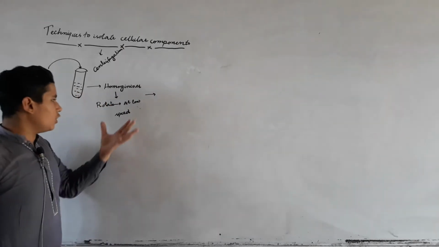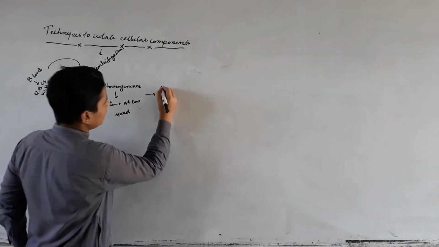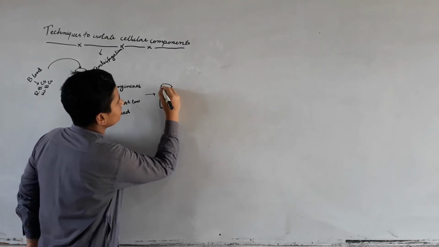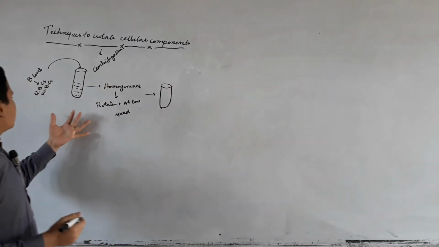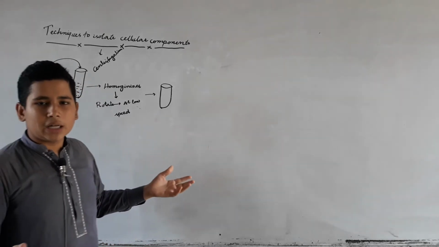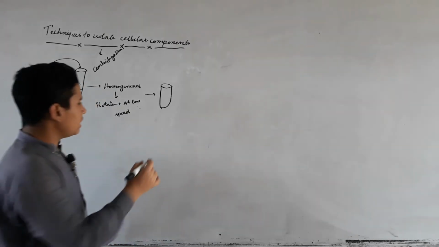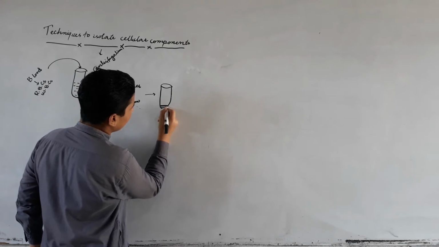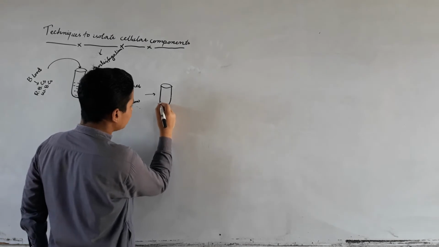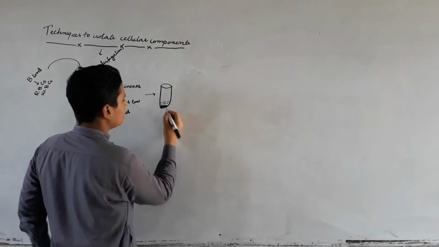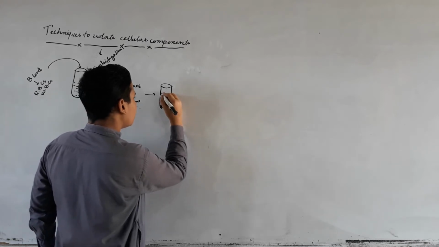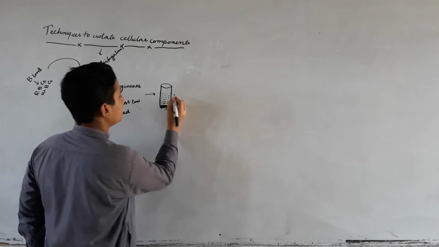Then we centrifuge the blood at low speed. After that, the particles in the blood will be separated. The cellular components will be separated. The heaviest particles will be at the bottom, the lighter particles in the middle, and the lightest particles at the top.